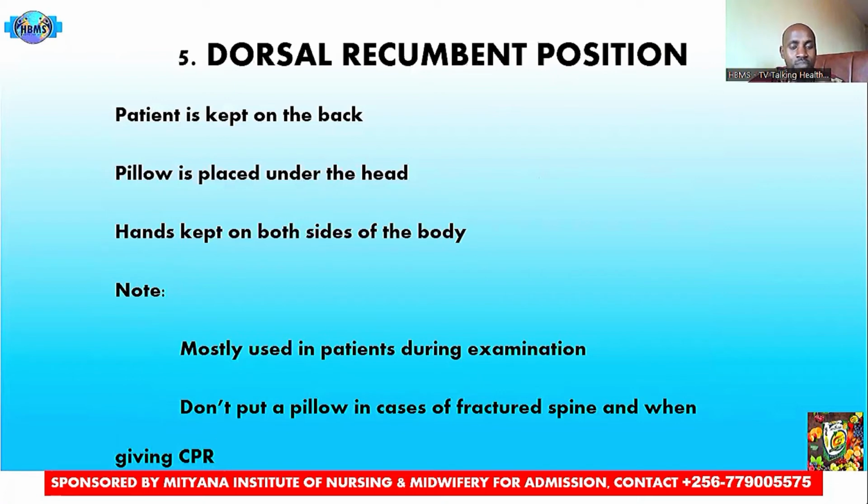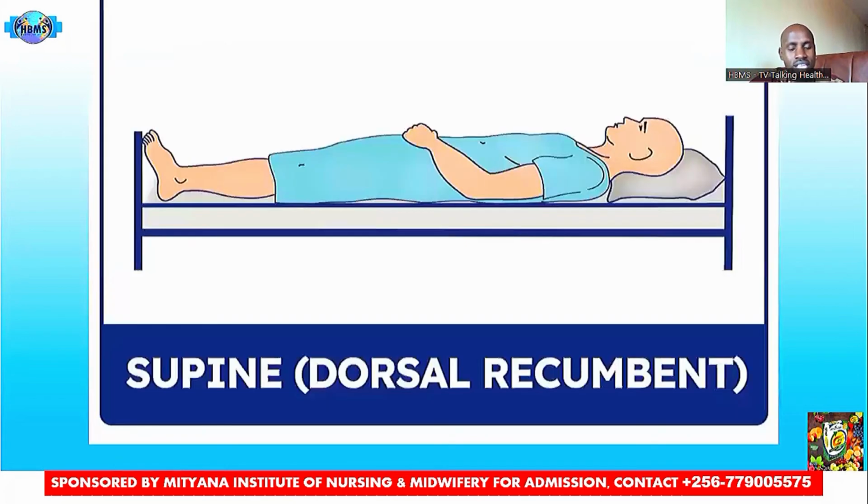The patient is kept on the back, the pillow is placed under the head, and the hands kept on both sides of the body. And you need to note that this type of position is mostly used in patients during examination. The other time in series part 3, we looked at the general examination. So this position is used. Then the other one, do not put a pillow in cases of fractured spine and when also giving CPR, cardiopulmonary resuscitation. And this is how it is. At times, it is even called the dorsal recumbent or the supine position.